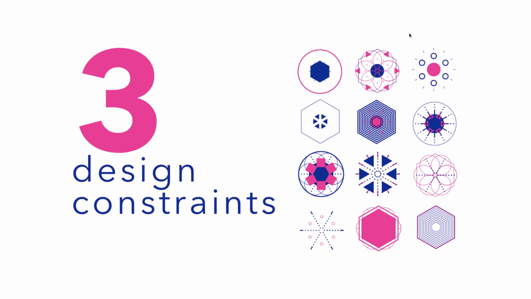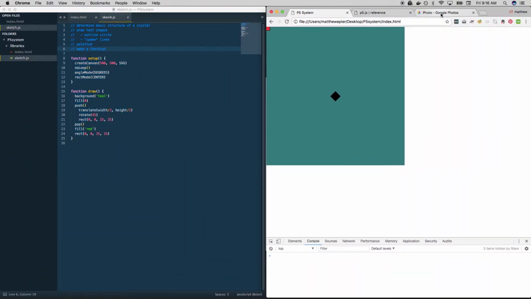Okay, the next thing we want to do is come up with the design constraints that our system uses to determine how to draw a crystal. In other words, what are the building blocks of every crystal? What traits do they have in common? To do that, let's look at the original source.